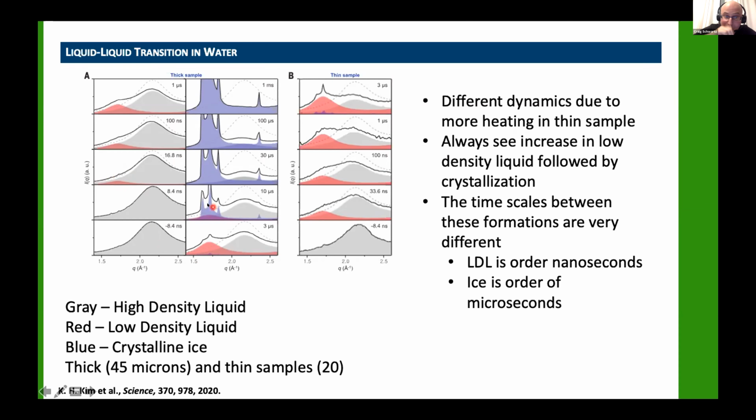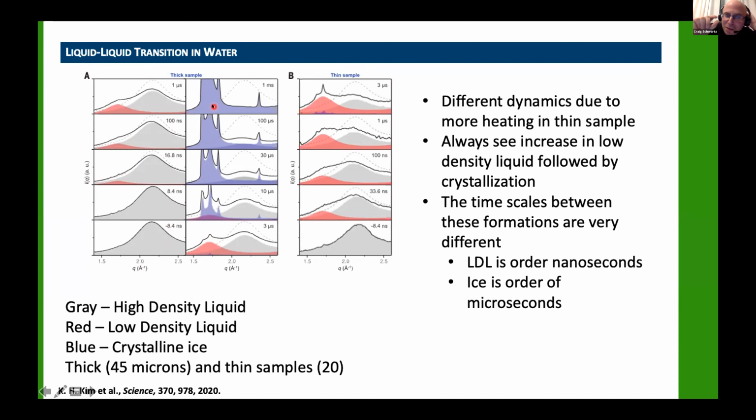And the blue one is crystalline ice. And so what happens, and the time scales here are important. You start, and in about a couple nanoseconds, about 20 nanoseconds or so, you start to see this low density liquid form. Out to about a microsecond on the thicker sample, or at about 3 microseconds, you start to see crystalline ice form. By the time you get out to a millisecond, you're dominated by crystalline ice.